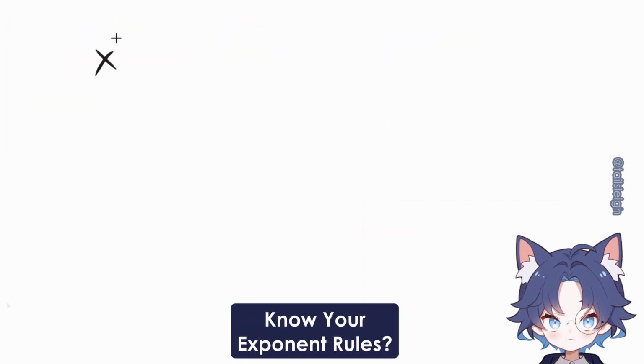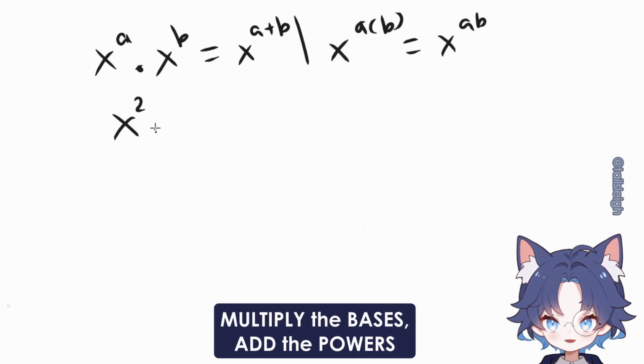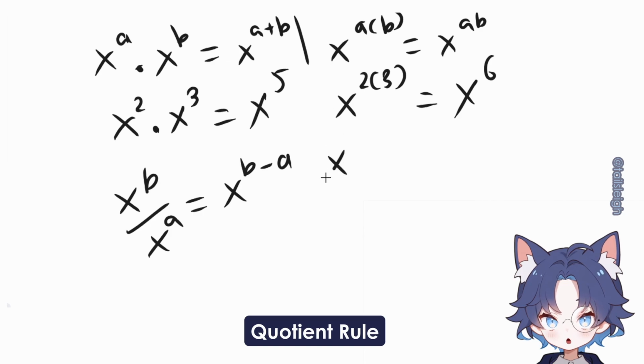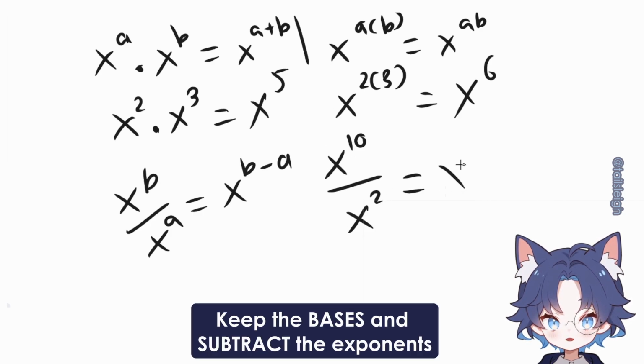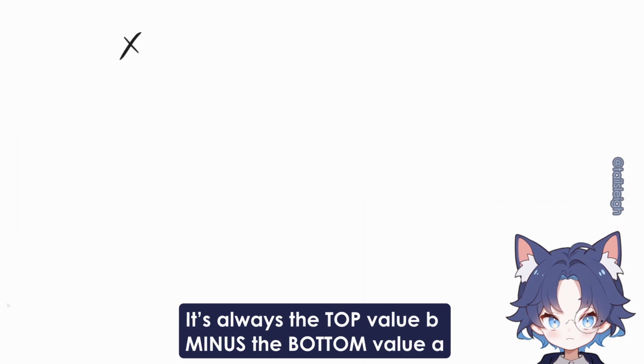Know your exponent rules, product and power rules. Multiply the bases, add the powers. Power to a power, multiply them. Quotient rule, keep the bases and subtract the exponents. It's always the top value minus the bottom value.